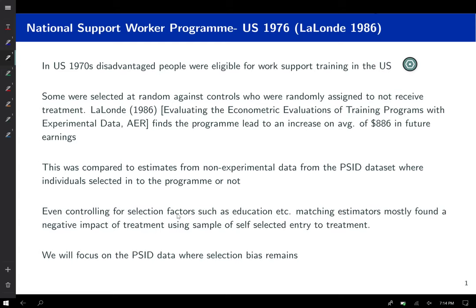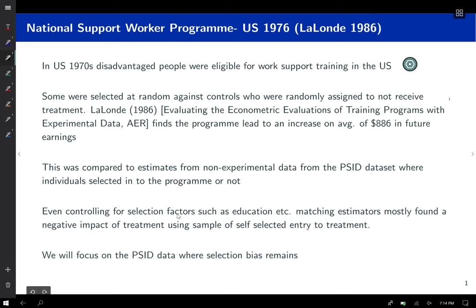So Lalonde gets around this by using experimental data where people were assigned at random. Using this data, he found that the treatment, namely being assigned into the National Support Worker Program that helped disadvantaged workers, actually increased future earnings by around $900. And they found that this was a statistically significant effect. So this is this here.